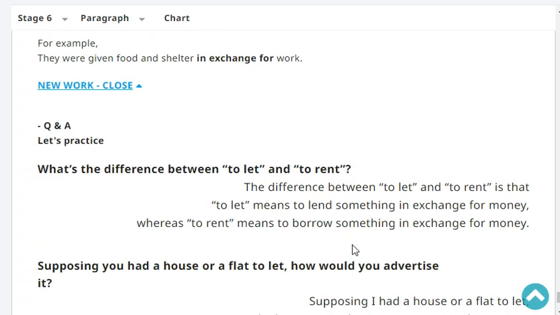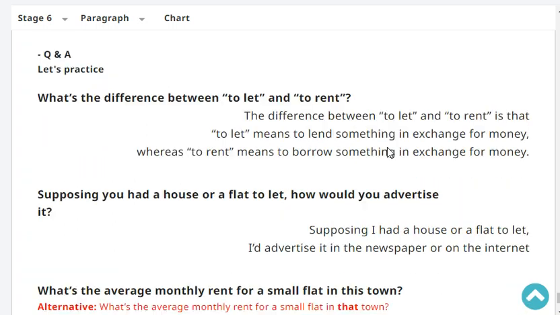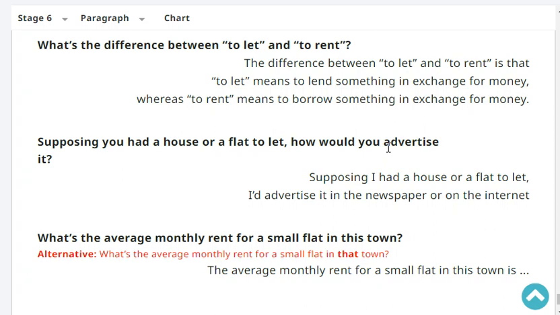Let's practice. What's the difference between to let and to rent? The difference between to let and to rent is that to let means to lend something in exchange for money, whereas to rent means to borrow something in exchange for money. Right? Supposing you had a house or a flat to let, how would you advertise it?